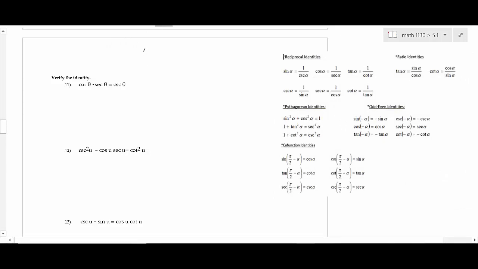This is probably a real simple proof. Sometimes they're very simple. They take like 2 or 3 lines. Sometimes they take a whole page of paper. Okay, so step 1, which side is more complicated to you, the left side or right side? Left side's got 2 things. The other side's got 1 thing.